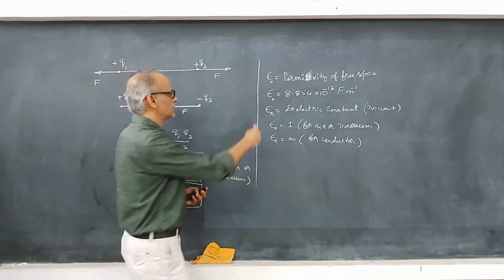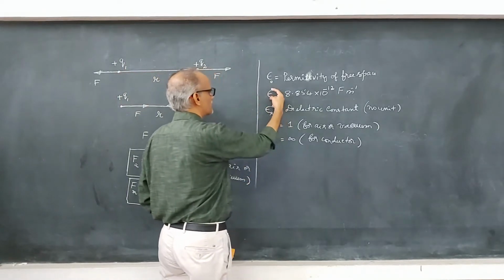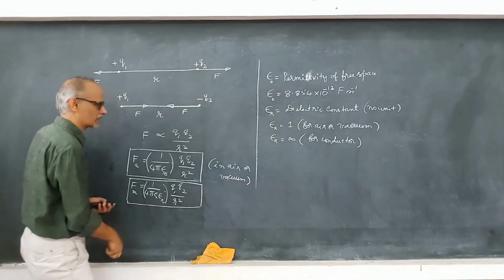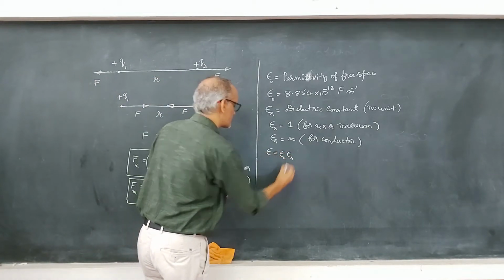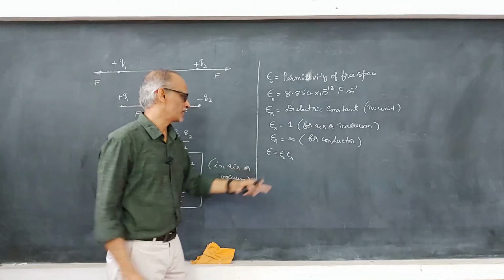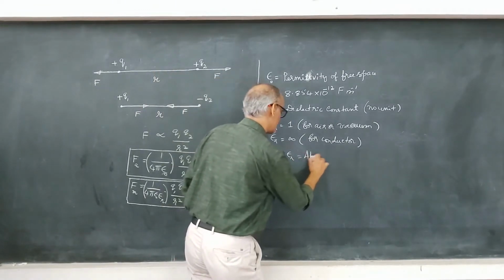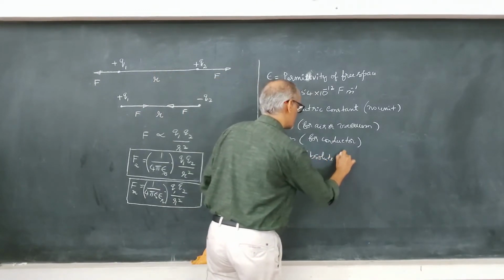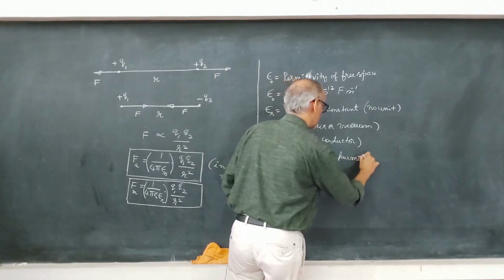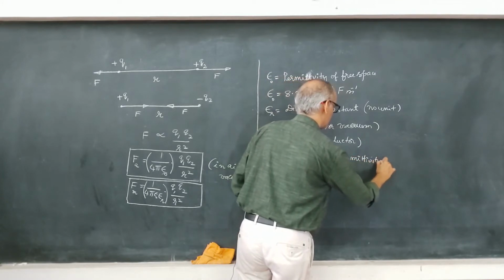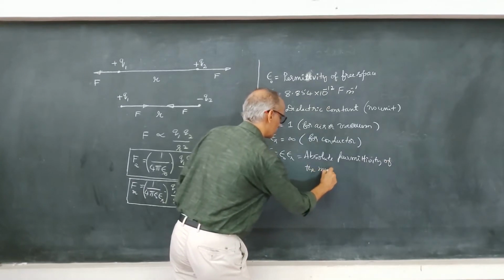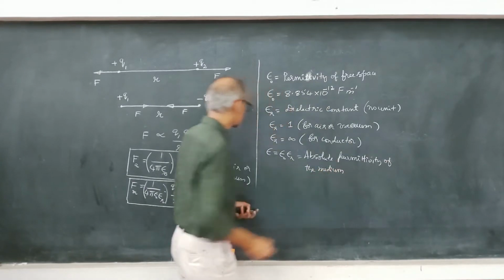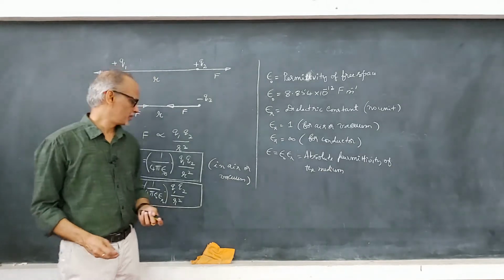And this product, epsilon naught into epsilon r, we write it as epsilon. So, epsilon is nothing but epsilon naught into epsilon r, which is called absolute permittivity of the medium. Absolute permittivity of the medium. So, that is the product. Hope you have understood here.